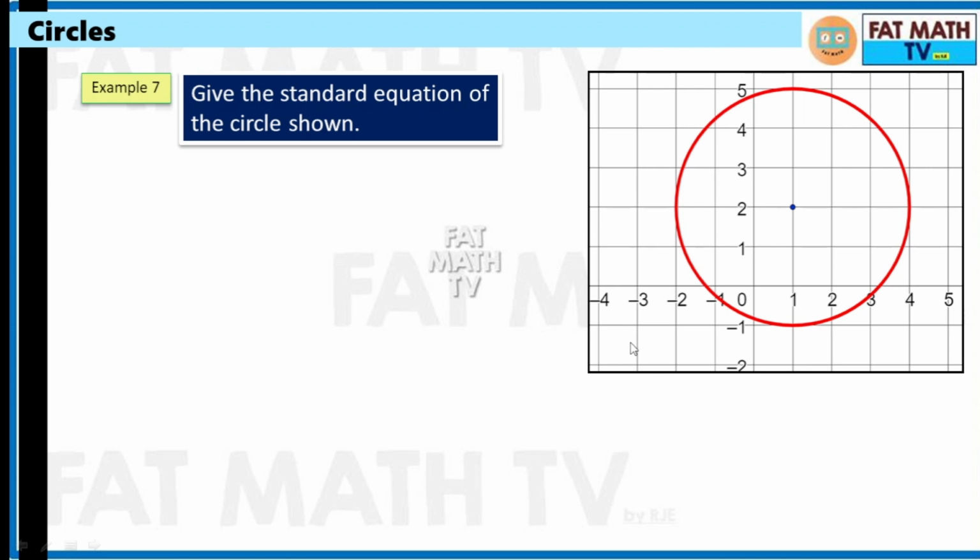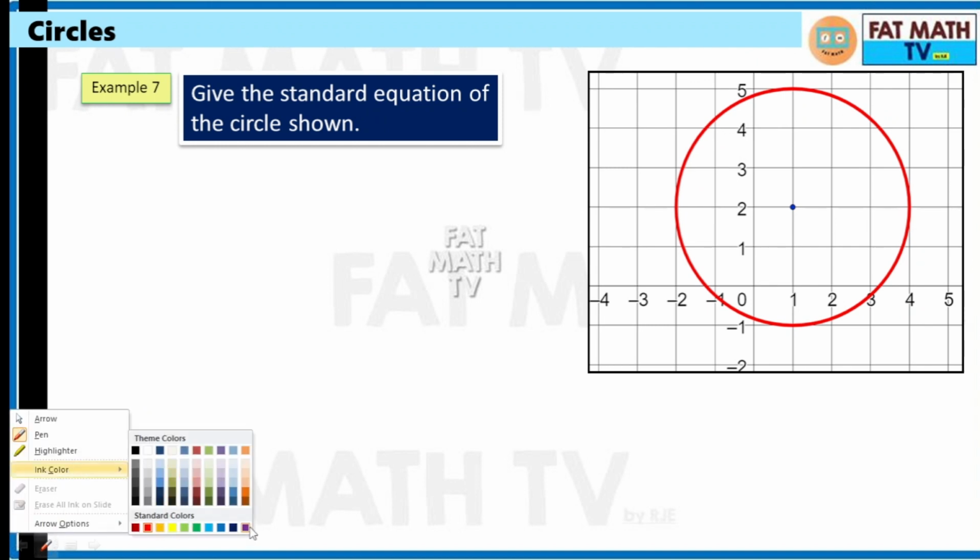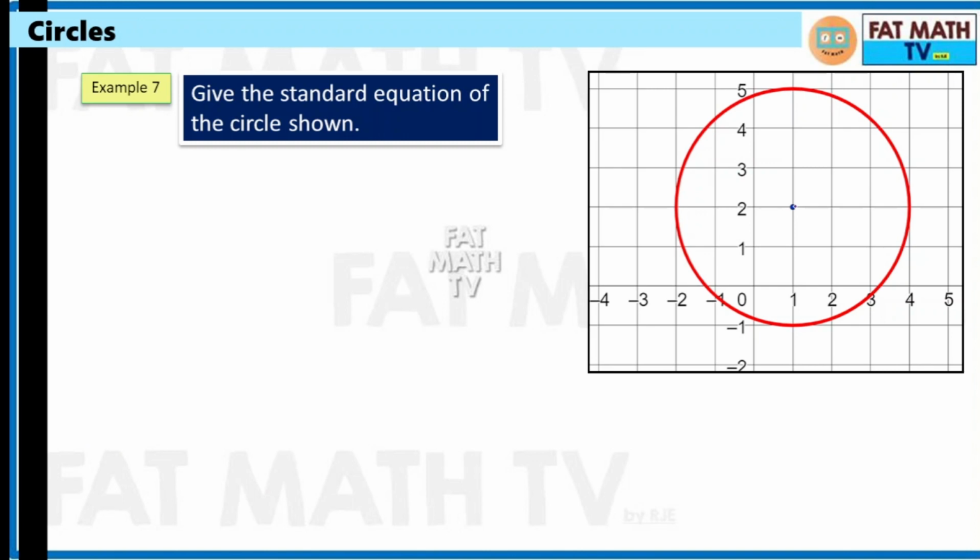Okay, more examples. Give the standard equation of the circle shown. This time, you will be the one to identify the center of the circle and its radius. So if you can see, this is the illustration of our circle. So if this is the center, what are the coordinates? Here, it's (1, 2).